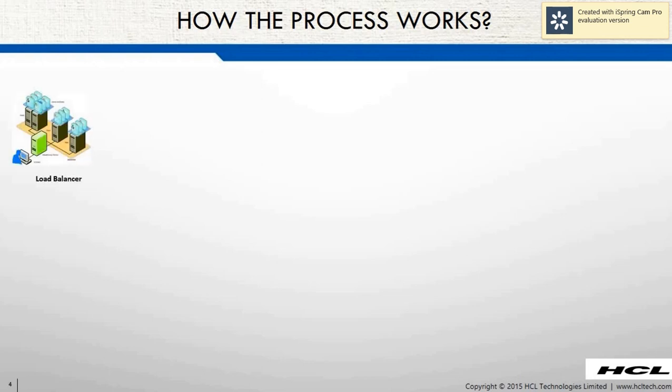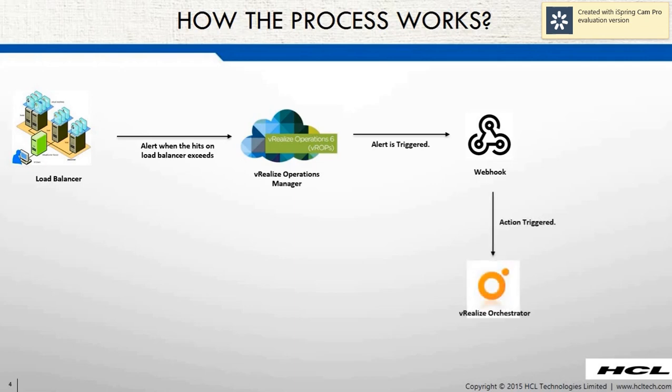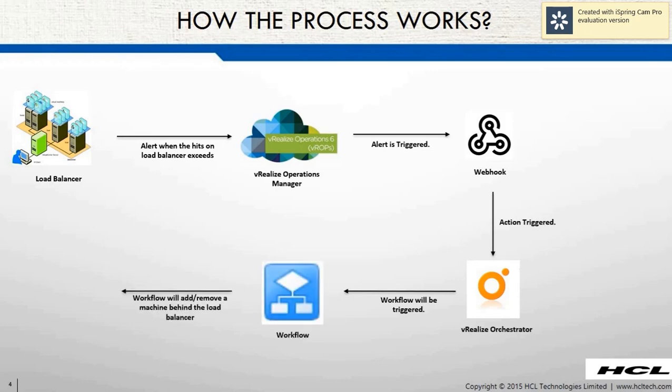The concept is to continuously monitor the number of HTTP requests and sessions on the load balancer using vRO Operations Manager. Here, we are more concerned about number of HTTP requests and number of current sessions on the load balancer. As the number of hits and sessions breaches the set threshold, the alert will be triggered in vRO Operations Manager. vROPs accepts the alert and sends it to vRO Orchestrator in the format accepted by it. Now, vRO Orchestrator will trigger a workflow which performs the action as per the triggered alert. And after the successful execution of this workflow, a machine will be added or deleted depending upon the scaling.